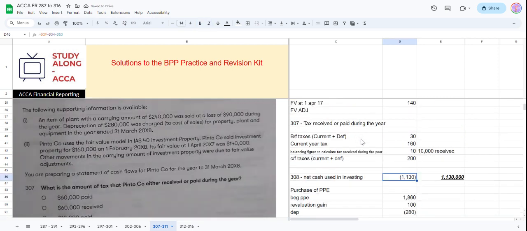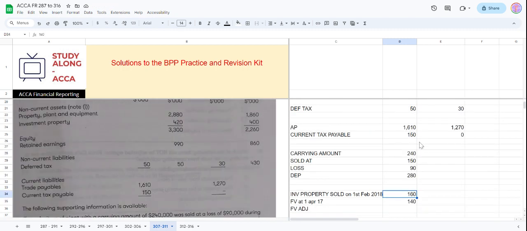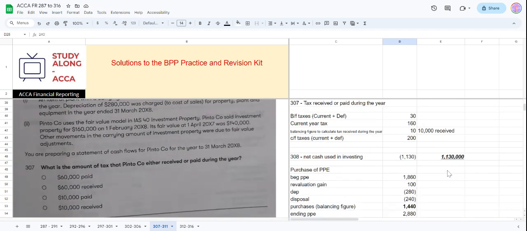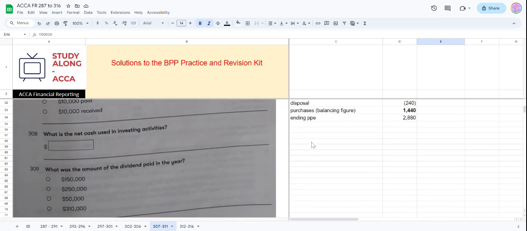So the cash we received, two disposals: we sold one property for 160 and another one we sold at 240. Those two will be added, and then the property we acquired of 1440 will go as a negative adjustment here. So this will be our answer.